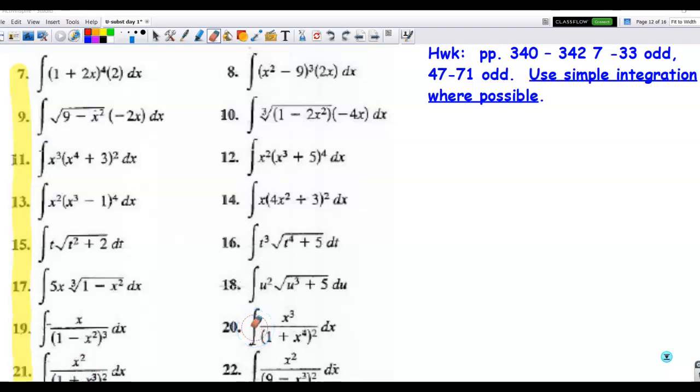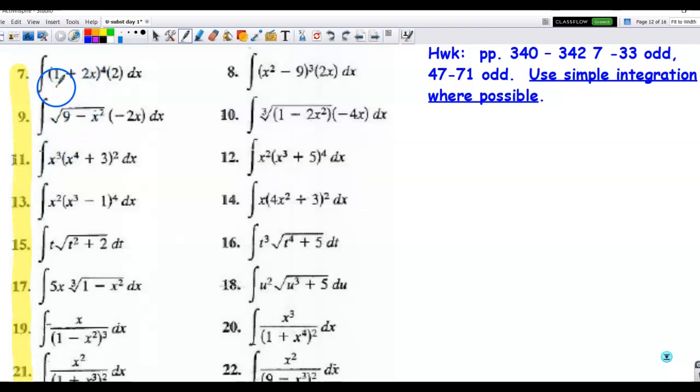All right, in this video I'm going to work on the problems from pages 340 to 342 using U substitution. Remember, U substitution is a strategy where we take a more complex problem and make a simpler problem in terms of U. Also, we want to remember that we're always looking for simple integration strategies wherever possible. We don't want to make the work harder, we want to make the work efficient.